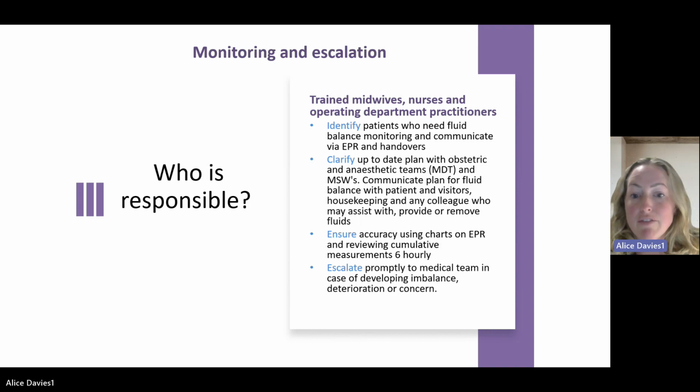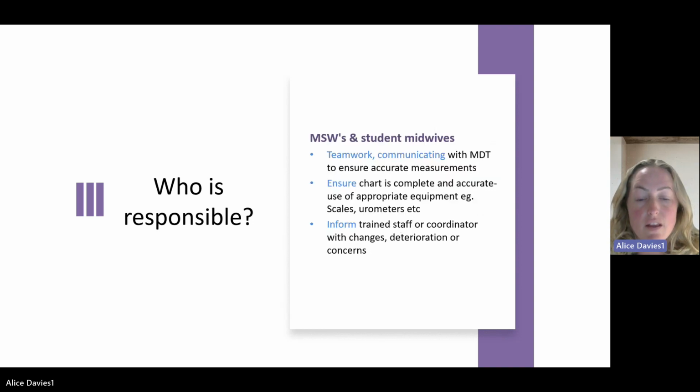We need to communicate the plan for fluid balance with patients and visitors, maybe housekeeping and any colleague who may assist with, provide or remove fluids. We must ensure the accuracy using charts on our EPR and reviewing the cumulative measurements 6 hourly. Escalate promptly to the medical team in case of developing imbalance, deterioration or concern.